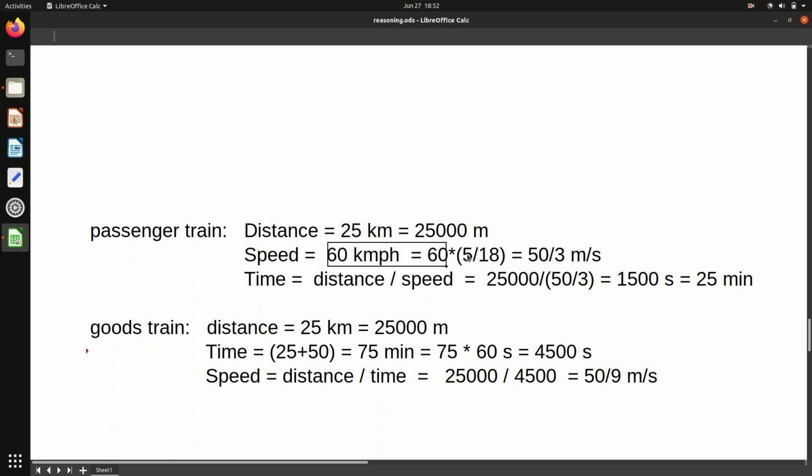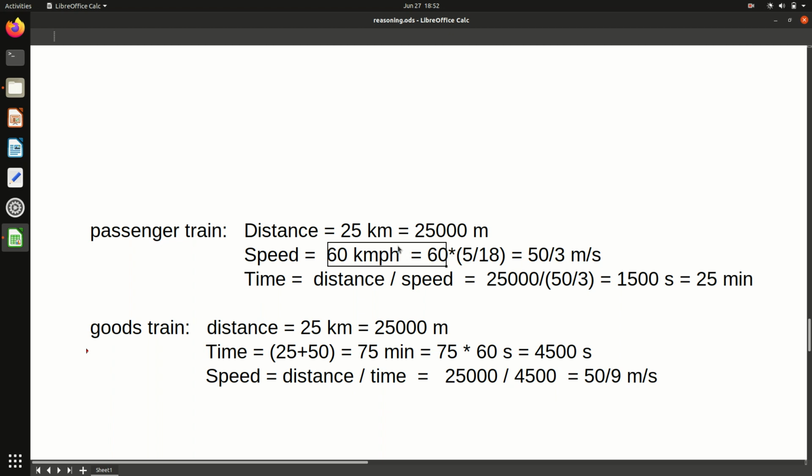Okay, so how will we remember this? See, kilometer is larger, meter is smaller. So if we have to convert larger to smaller, take the smaller one on top. So for kilometer per hour to meter per second, it is 5 by 18, and for meter per second to kilometer per hour, it is 18 by 5. You just have to multiply.